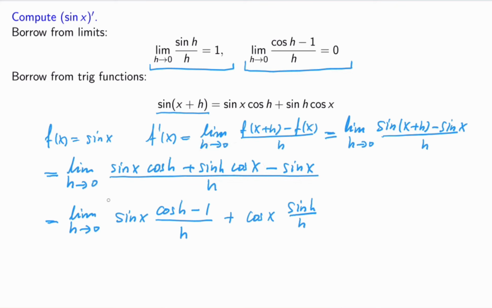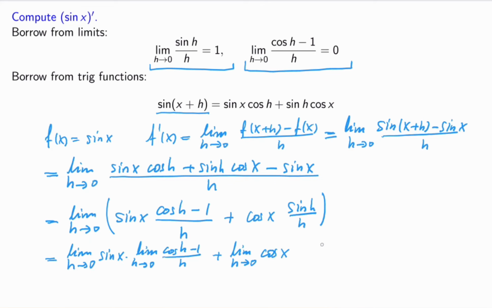So now this might seem a little bit fast, so if you think this is too fast, then please stop the video and do it yourself. But now I can use a property of the limits, so that the limit of a product is the product of the limits. So then I have the limit as h goes to 0 of sine x times the limit as h goes to 0 of cosine of h minus 1 divided by h, and then plus the limit as h goes to 0 cosine x times the limit as h goes to 0 sine h divided by h.